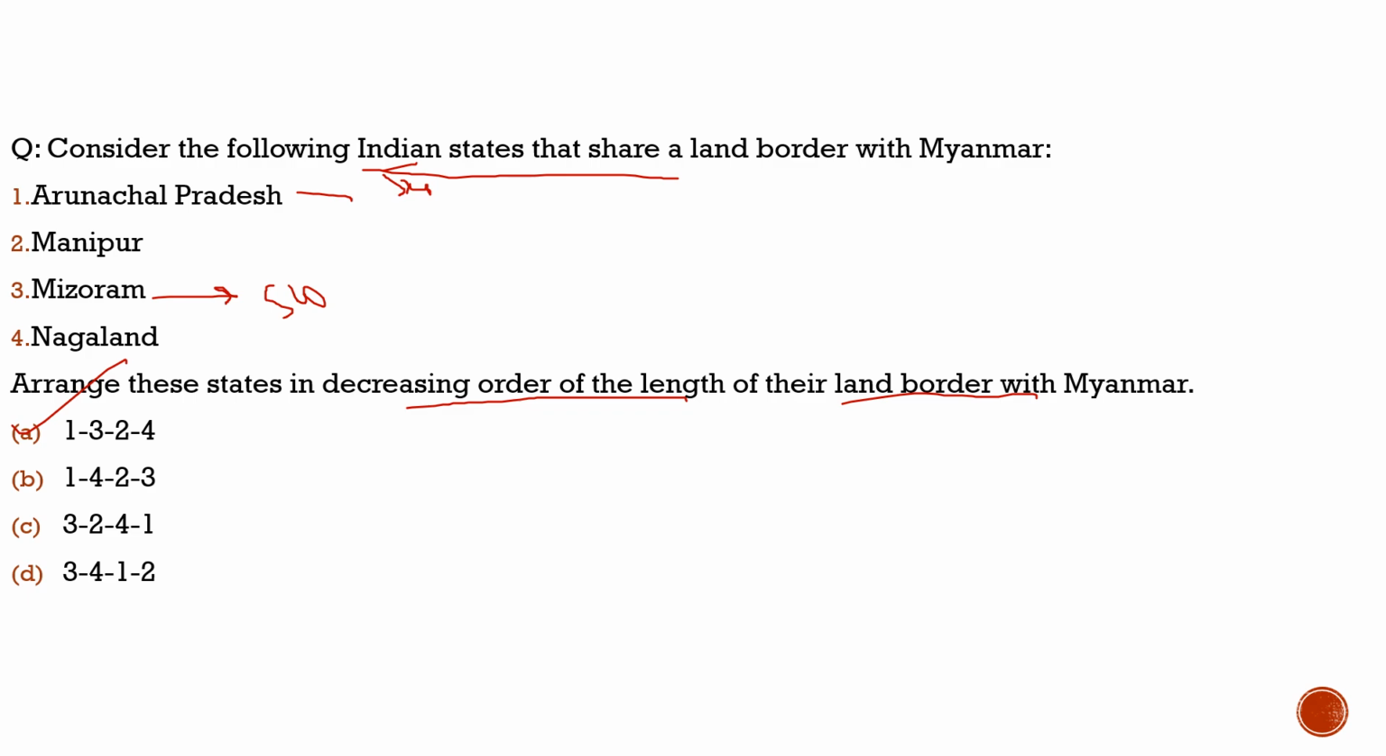Then what would be the third one? It would be Manipur, which shares a 398 kilometer border, Manipur 398, and then it would be Nagaland, whose border share is 215 kilometers. So this would be the decreasing order of the Indian states sharing a border with Myanmar with respect to the length of their land border. So with this, I hope you have understood this question. Now let's move to another slide and see what question we have brought there on the next slide.